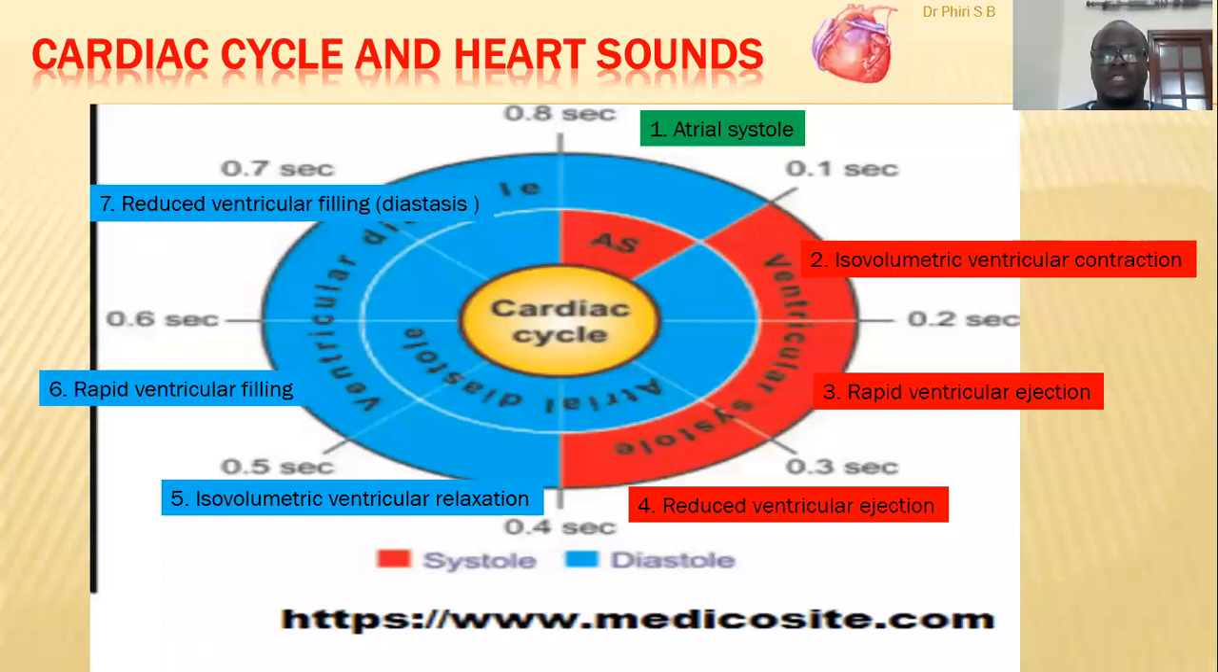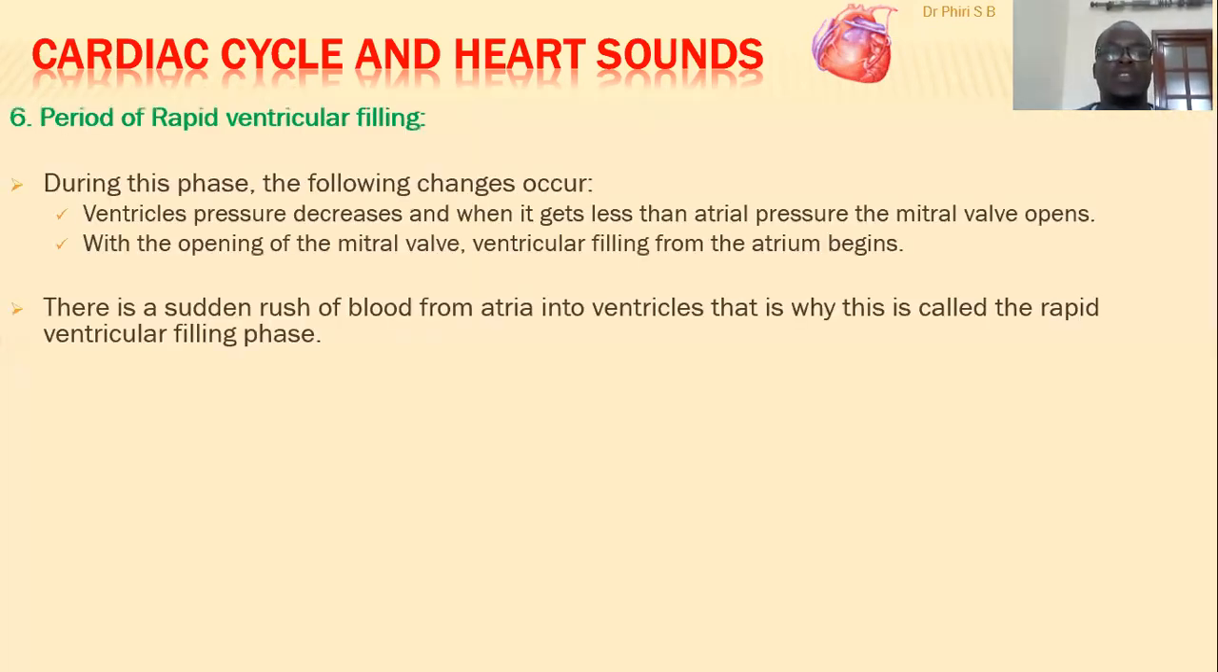So with that information, we proceed by looking at the rapid ventricular filling. We speed up. During this phase, the following changes occur. The ventricular pressure decreases because now they're relaxing. When it gets less than the atrial pressure, the mitral valve opens. So you have the mitral valve and the tricuspid valve opening. That will bring about passive filling of the ventricles.